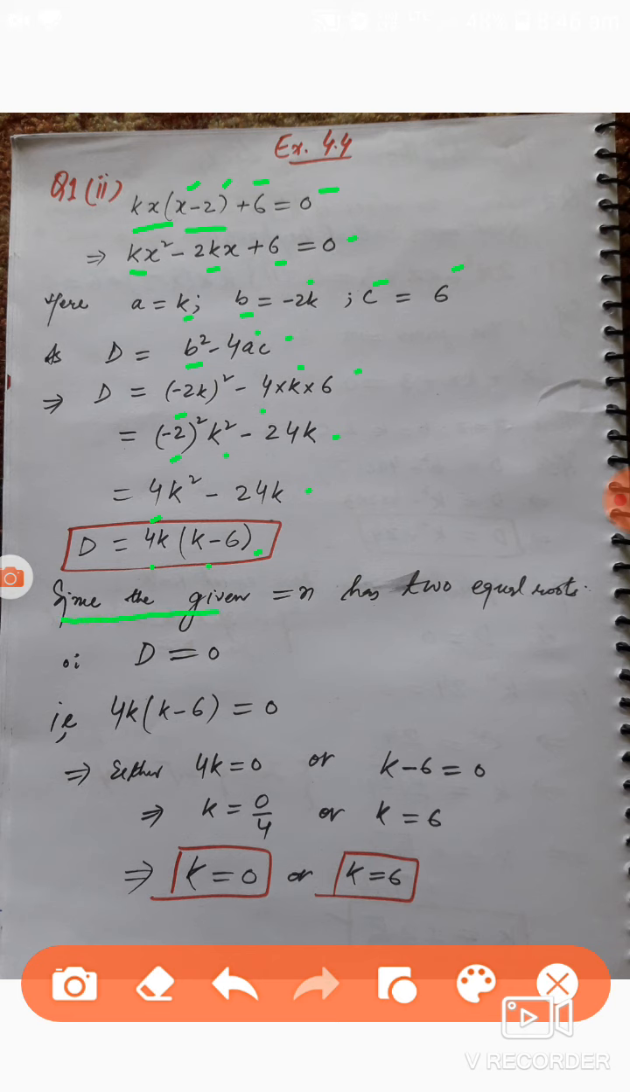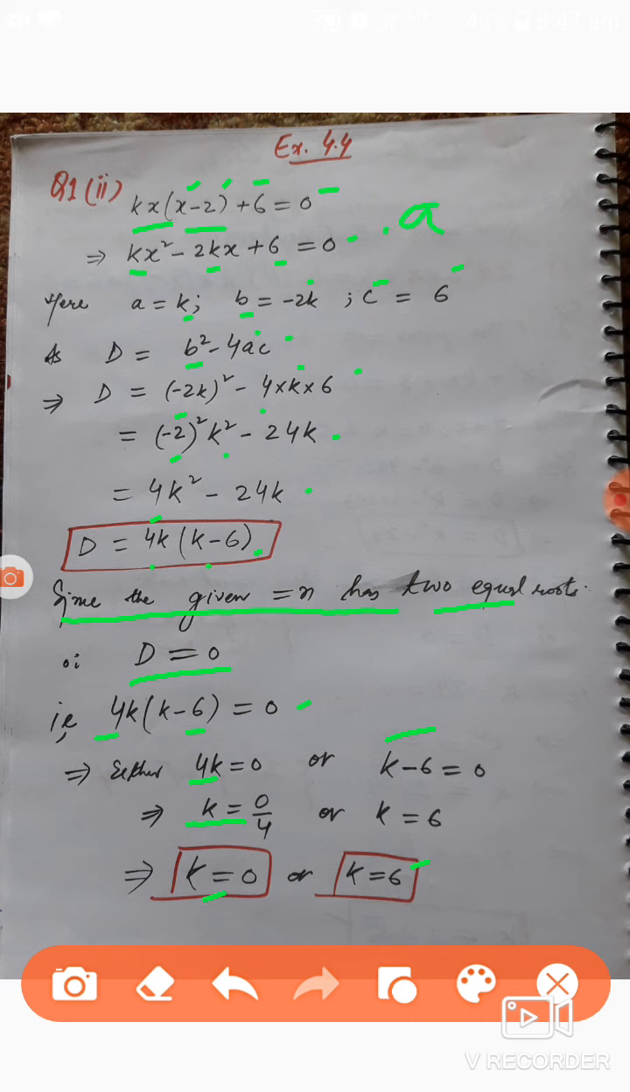Since the equation has equal roots, therefore the discriminant will vanish. That is, the discriminant is equal to 0, that is b square minus 4ac is equal to 0. It will imply that 4k into k minus 6 is equal to 0. That is, 4k is equal to 0 or k minus 6 is equal to 0. This will imply that k is equal to 0 or k is equal to 6. But we know that k cannot be 0 because k is the leading coefficient in the equation. So k should be non-zero.